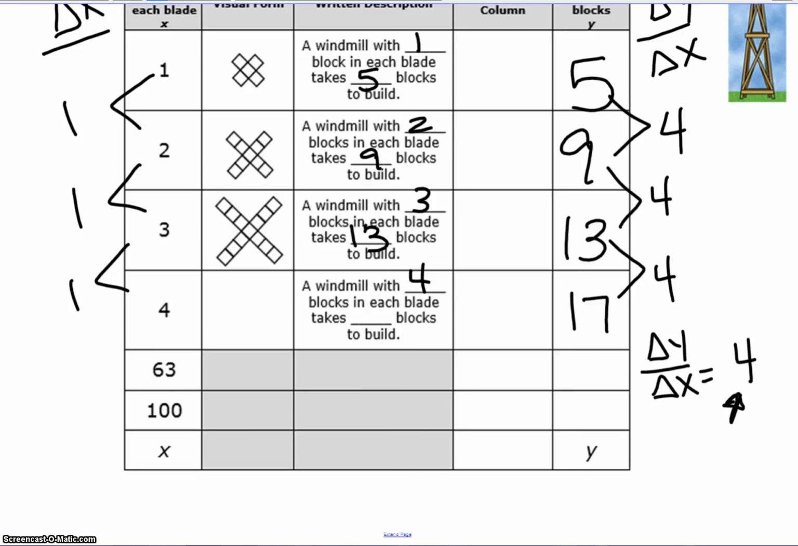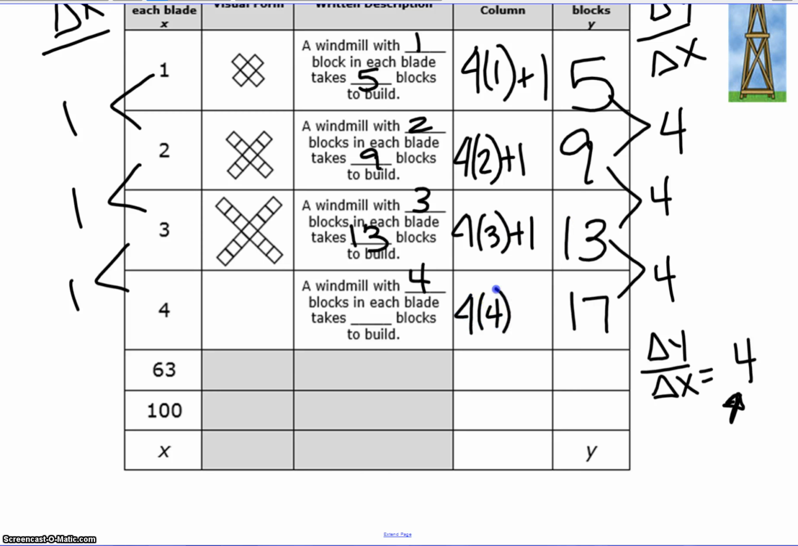We know that we did 4 times 1, but we know we need to get to 5. So 4 times 1 is 4. So we need to add something to get to 5, and to add we would just add 1, and this is your process. So let's see if it works all the way down. 4 times 2 is 8 plus 1 equals 9. 4 times 3 is 12 plus 1 equals 13. 4 times 4 plus 1 equals 17.